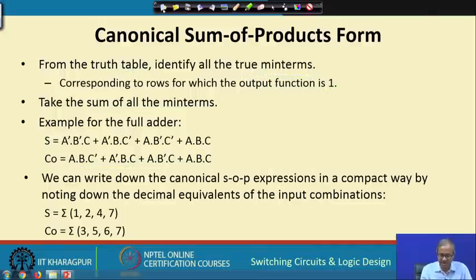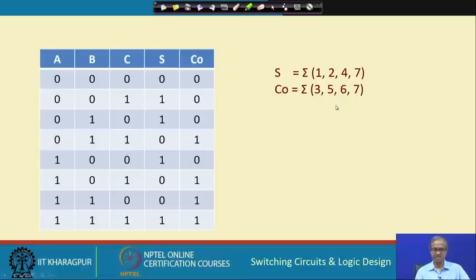Now, we can write such canonical expression in a short form as a minterm using the sigma or summation notation. Well, I will explain it with the help of the truth table, how it is written. Let us consider again this truth table for the full adder.